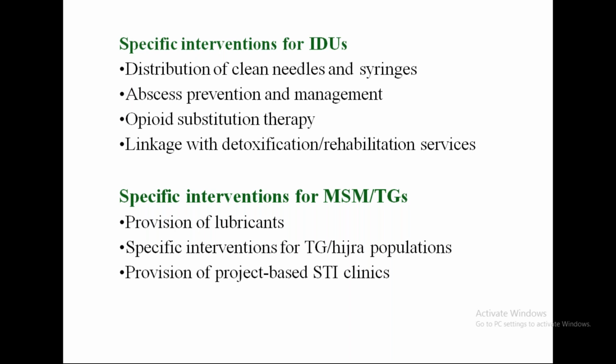Specific interventions for IDUs, that is intravenous drug users. What we have to do is distribute clean needles and syringes. We need to stop them as early as possible, but if it is not possible at once, slowly we have to reduce. So distribution of clean needles and syringes must be provided. Abscess prevention and management. Opioid substitution therapy: instead of needles, we have to give drug addicts opioids. And linkage with detoxification as well as rehabilitation services for IDUs.